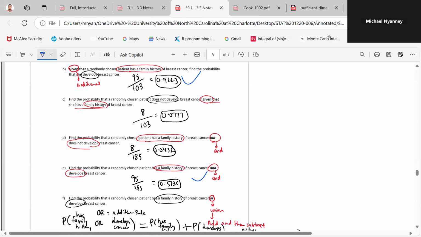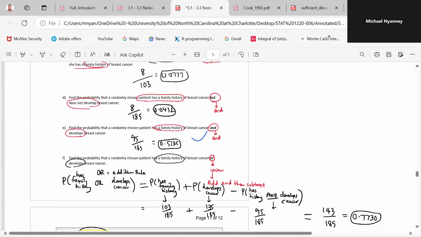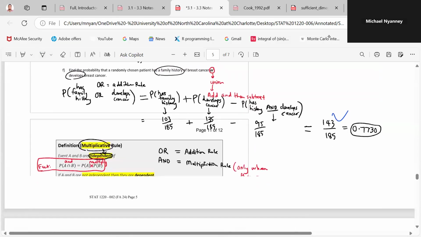You also have to find the probability that a randomly chosen patient has a family history of breast cancer or develops breast cancer, so we are using the or situation here. It will be the probability of A union B equals the probability of A plus the probability of B minus their intersection. So you apply the same idea here. We have family history or developed breast cancer. This equals the probability of family history, 103 over 185, plus developed breast cancer, 135 over 185, minus their intersection, which is 95 over 185. And you're going to get this answer. So that is how we do it.